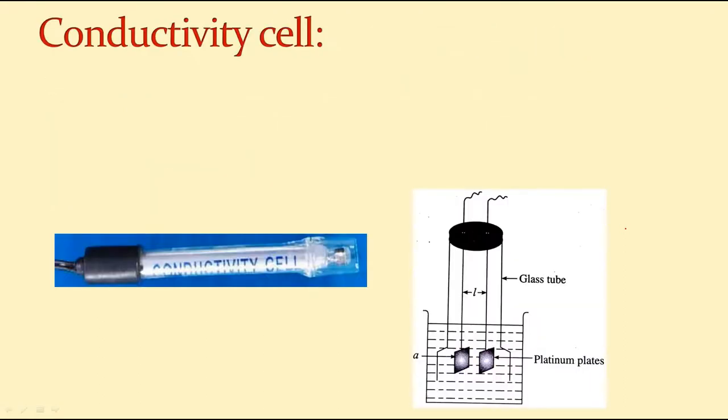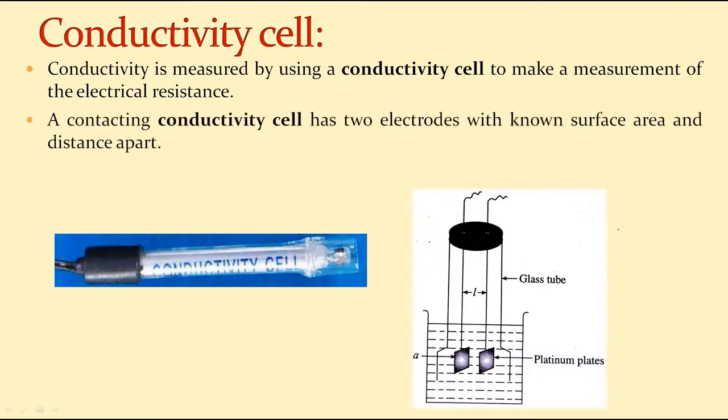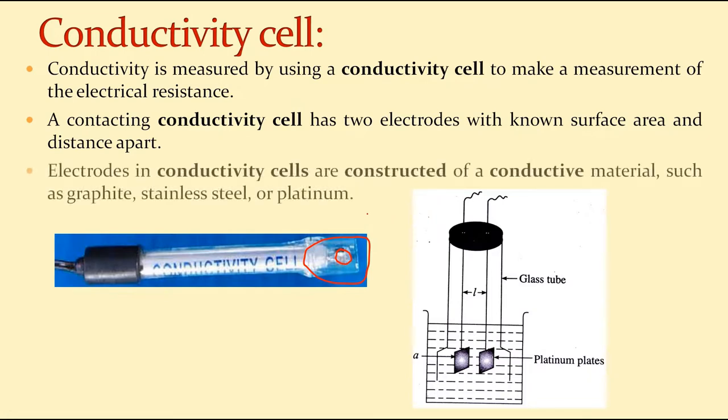Now, the conductance or the electrolytic conductance is measured by using a conductivity cell. The conductivity cell is a glass tube which consists of two electrodes. So these two electrodes are enclosed in a glass tube. Over here you can see this type of electrode we have in our chemistry laboratory, and these two are the electrodes which are enclosed in it. These electrodes are made up of any conducting material like graphite, stainless steel or platinum, and they are fixed in this glass tube with a specific distance. They are separated with a fixed distance and their surface area is also fixed.